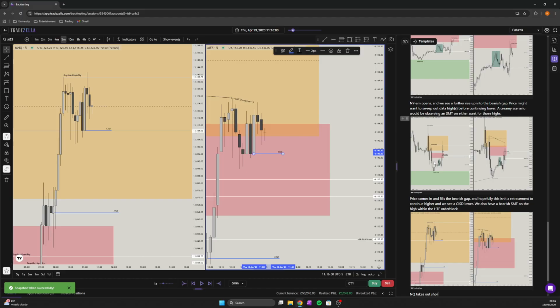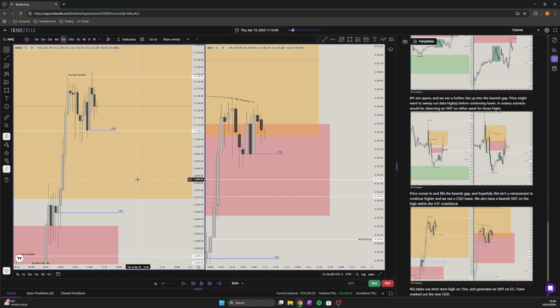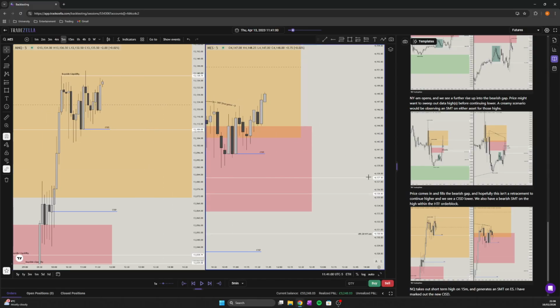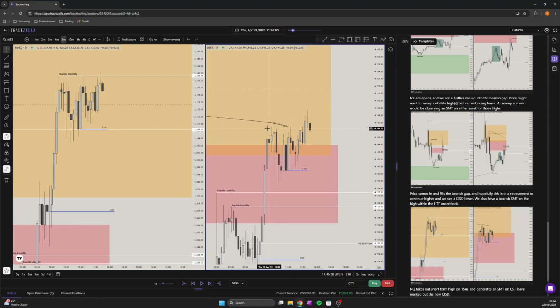NQ takes out a short-term high on the 50-minute and generates an SMT on ES. And I have marked out the new CISD. So what we're looking for is price to break lower. Price doesn't look like it's doing that at all. Very, very awkward.